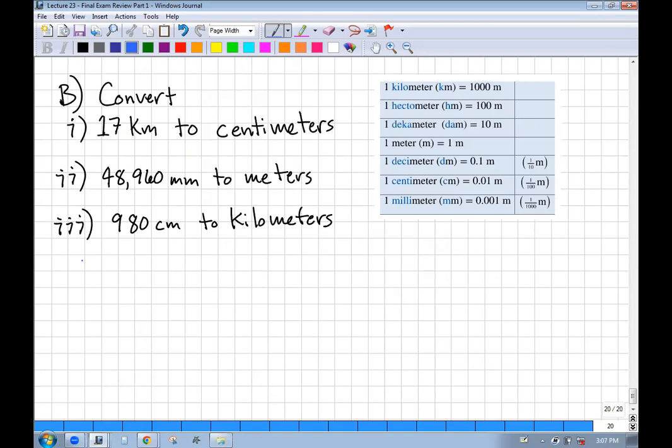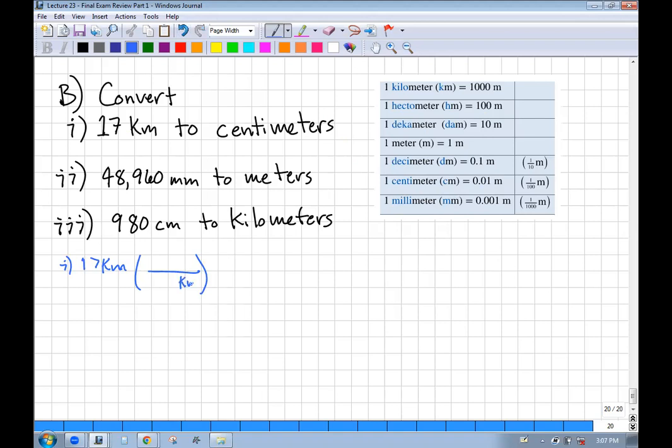We want to get rid of, well, we got 17 kilometers. We want to go to centimeters. It's the same trick. I don't know how many centimeters are in a kilometer. I know how many meters are in a kilometer, and then I know how many centimeters are in a meter. So there's a couple of ways you could do this.